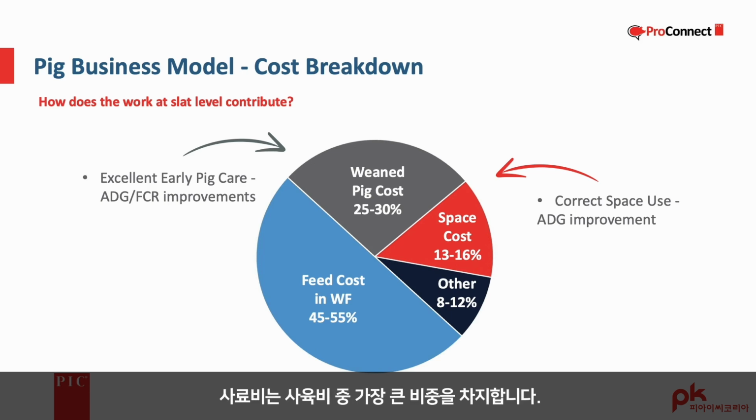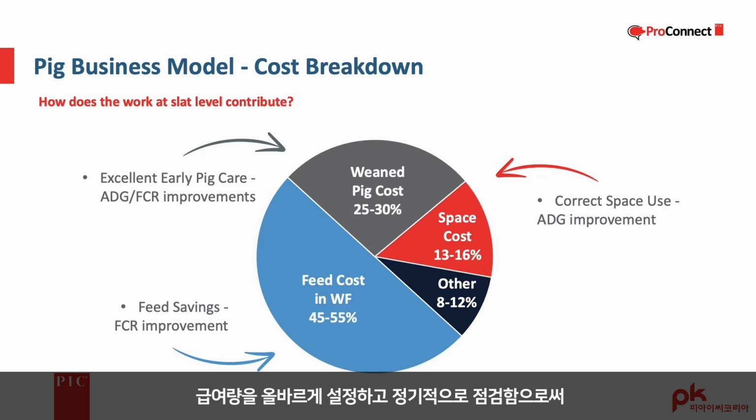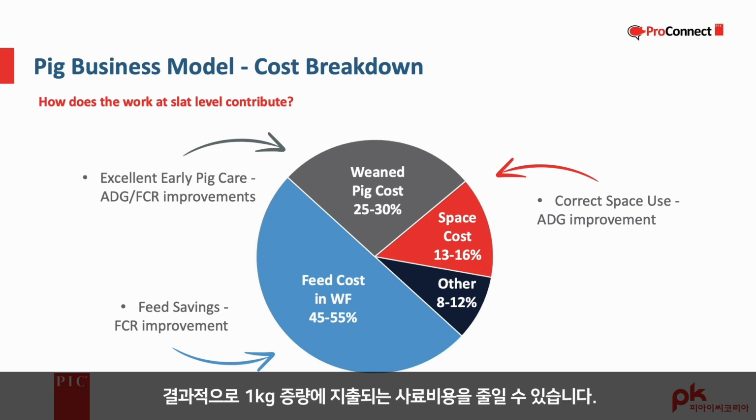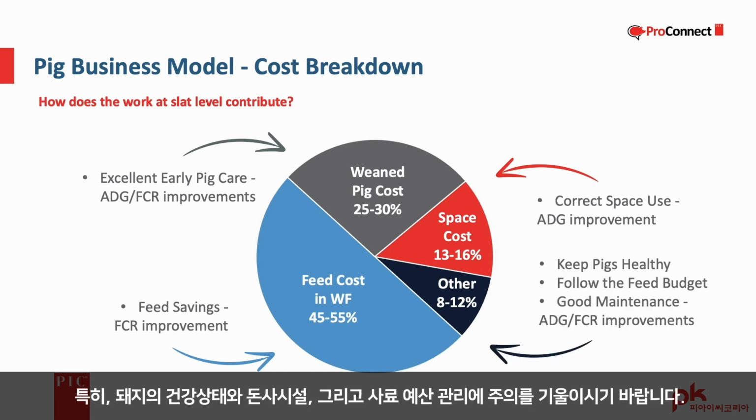Feed is the largest cost associated with growing pigs. Maintaining the correct feeder setting through regular adjustments can reduce feed wastage and improve feed conversion, resulting in lower feed costs per pound of gain. The remaining 8 to 12% of the cost are from a variety of areas. At the farm level, paying attention to pig health, barn maintenance, and the feed budget are important contributors in this area.